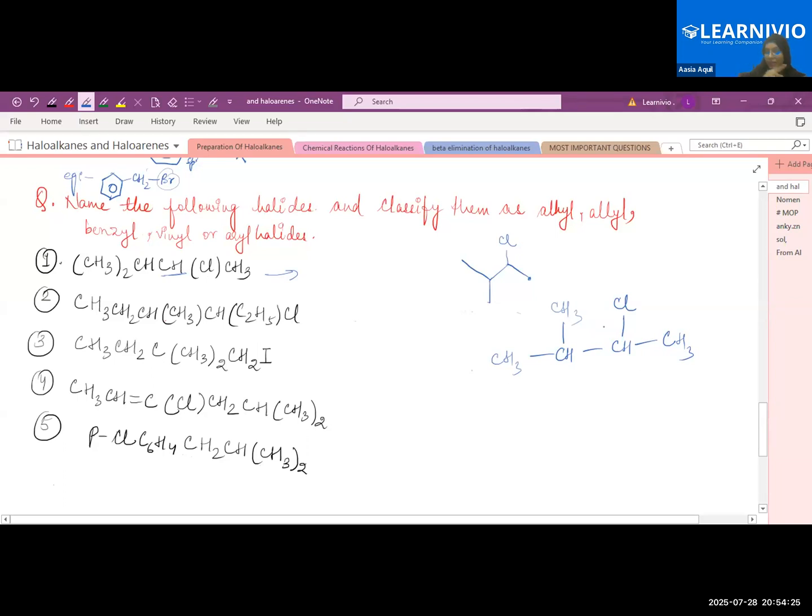First step will be to find out the parent chain. You can see the longest chain is the parent chain, right? So this is the longest chain. Now just try to number. The lowest number will be assigned to the substituent chlorine here, right? So one, two, three, and four. So what will be the name? It will be 2-chloro-3-methylbutane, as it is a 4 carbon chain. Now just tell me, Aneesha, which type of halide is this? Alkyl, allyl, benzyl, or which one?